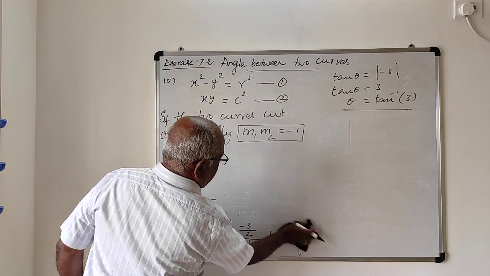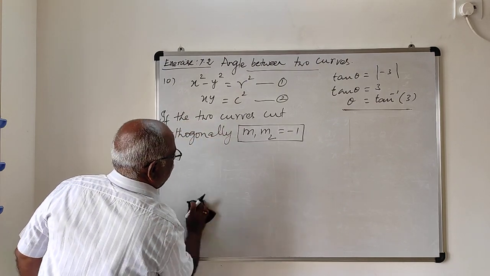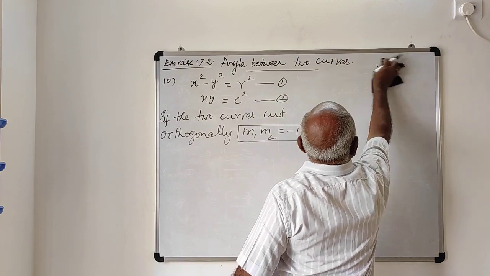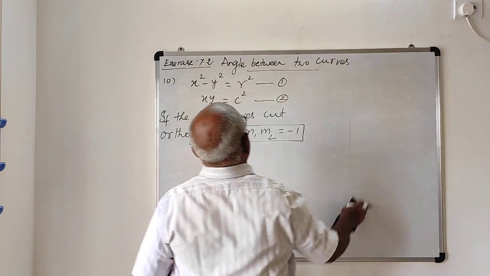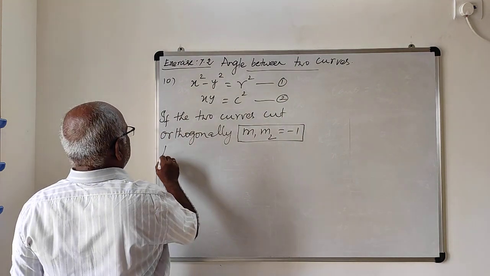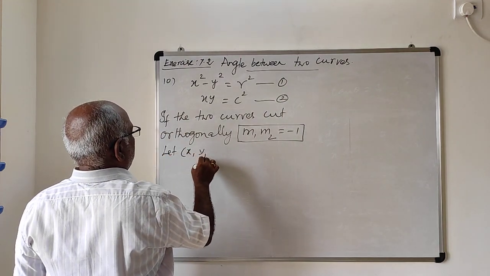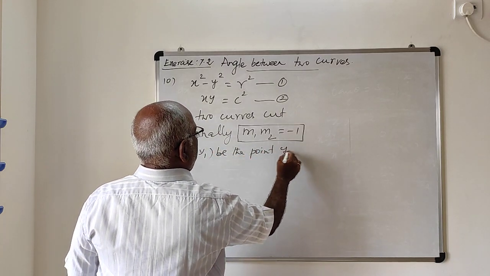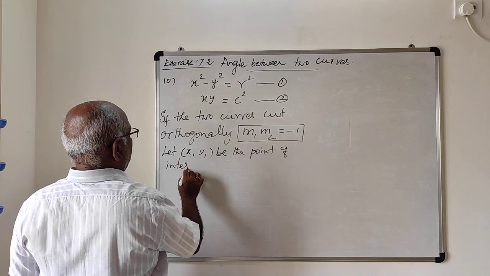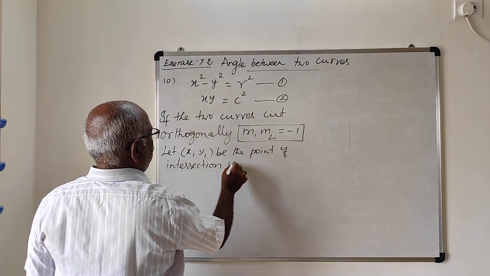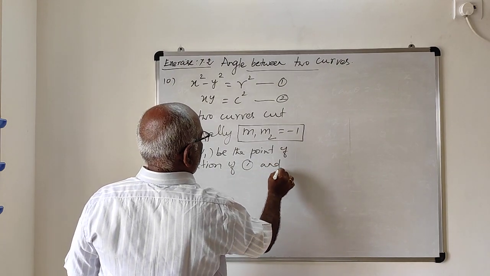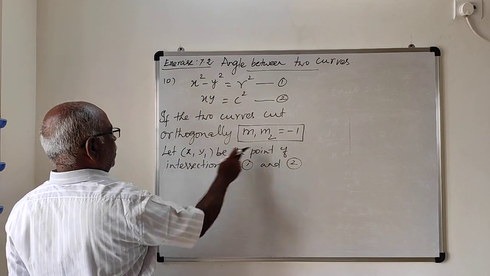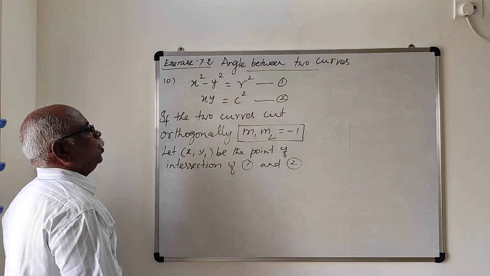Let the point of intersection of the two curves be x1, y1. And we will prove that the two curves cut orthogonally at the point of intersection. Let x1, y1 be the point of intersection of the curves 1 and 2.